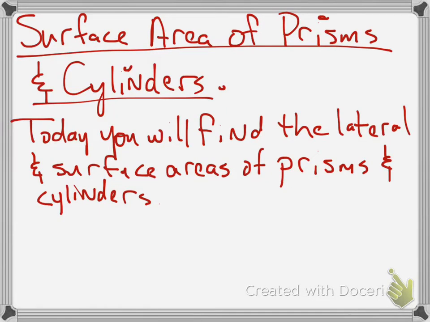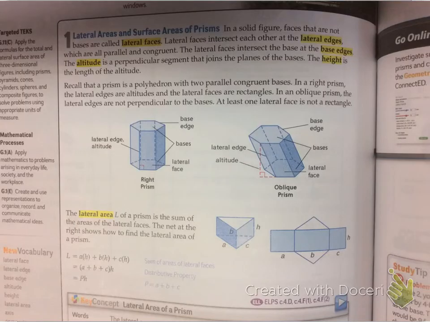Surface areas of prisms and cylinders. Today you will find the lateral and surface areas of prisms and cylinders. The main thing here, guys, is just to know the formulas. Plain and simple. This really is not that hard, but there is some stuff that you need to make sure of. Okay, so let's look at this. You kind of need all of this stuff here, but mainly focus on that.